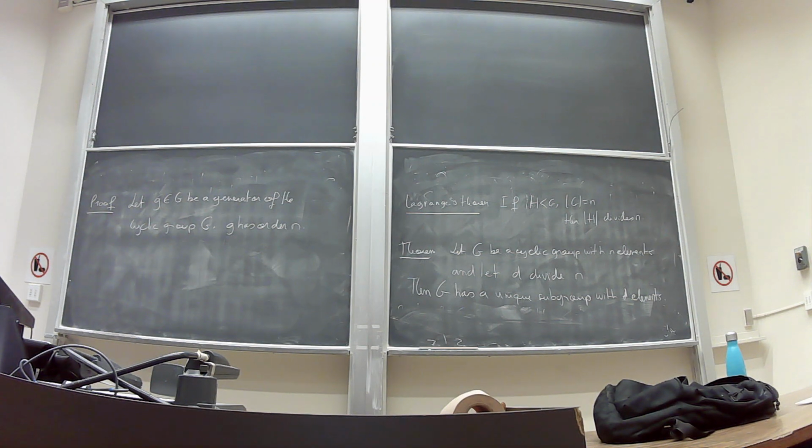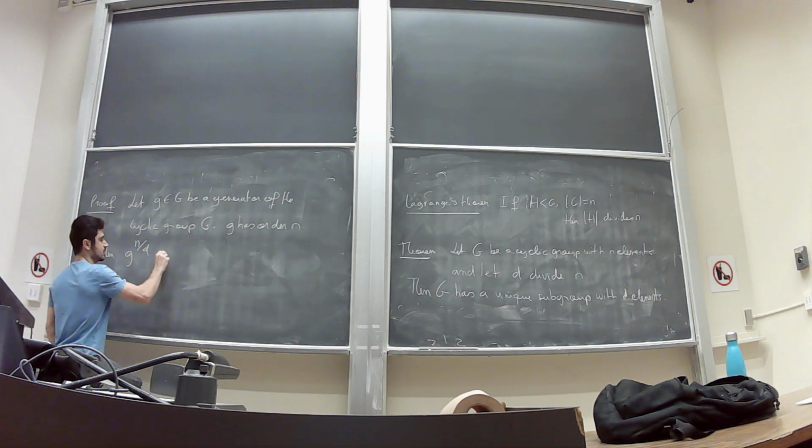An element of order 6 in Z mod 12Z? 2, right? Very good. So the idea here is the same. g has order n. Then g to the n over d has order d.